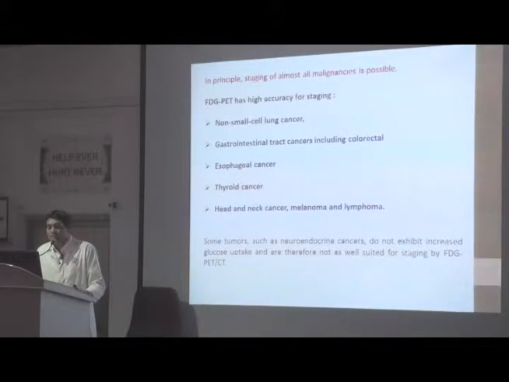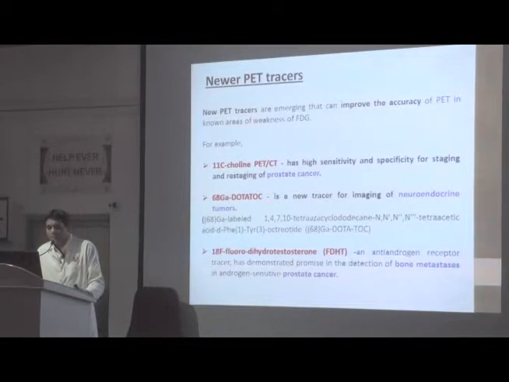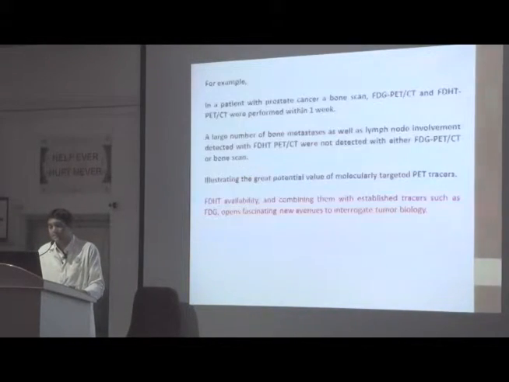It helps in the staging of cancers like non-small cell lung cancer, esophageal cancer, GI tract cancer, thyroid cancer, and head and neck cancers. Some other new PET tracers have improved the accuracy of PET, like 11C choline PET-CT, which is commonly used for prostate cancer, and 68 gallium DOTATATE, which is used for neuroendocrine tumor imaging, and F18 fluorodihydrotestosterone, FDHT, commonly used for prostate cancer and bone metastasis.